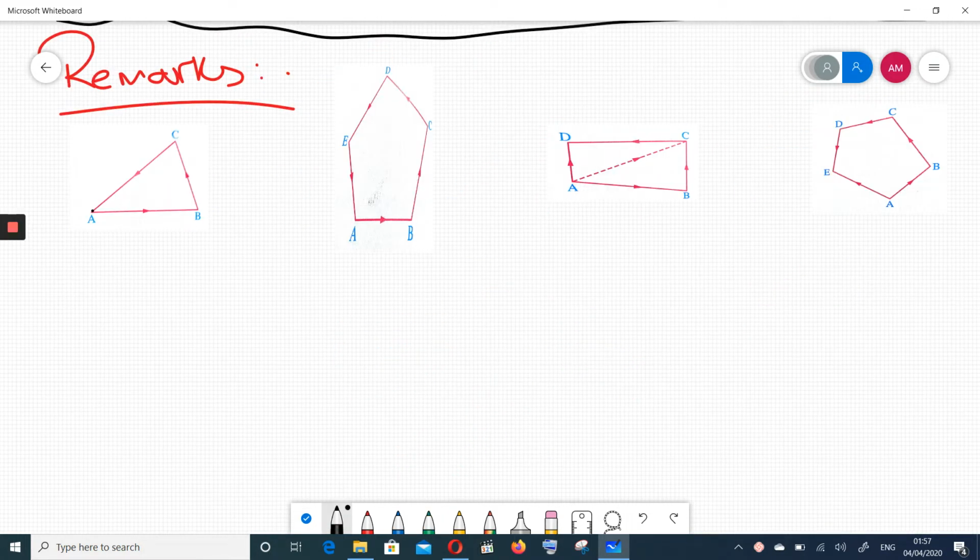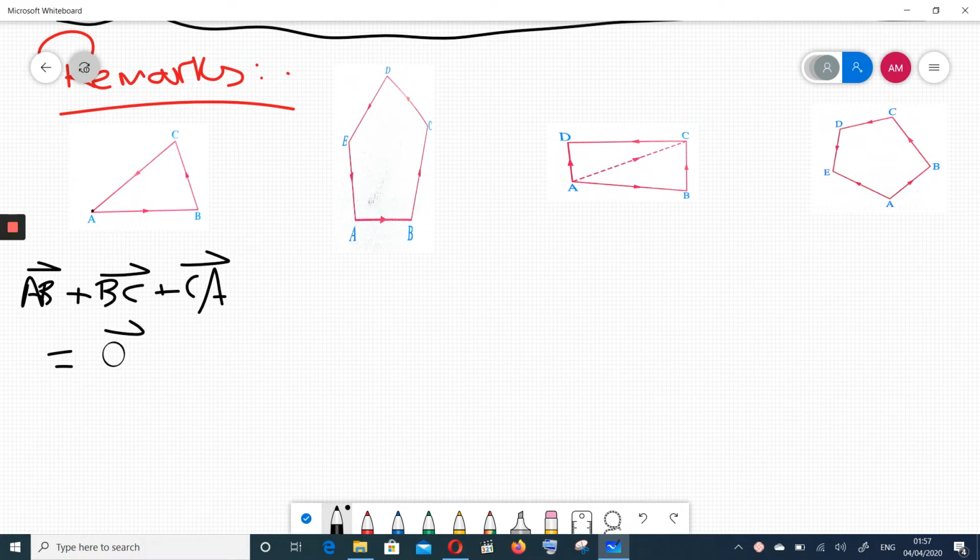Four remarks here. The first remark, according to the first figure, number 1: ABC is a triangle starting from A, so we can say it's AB. This is the first vector, vector AB plus vector BC plus vector CA. So the answer is going to be what? We're starting from the point A and the ending point finally is also point A. So the answer is going to be 0, and this is the zero vector.